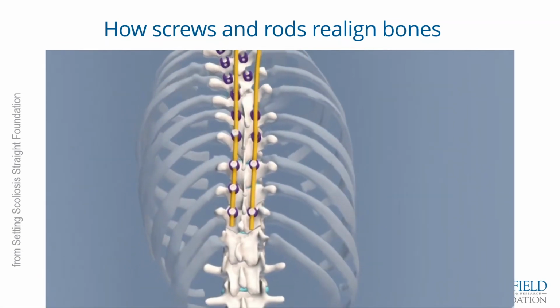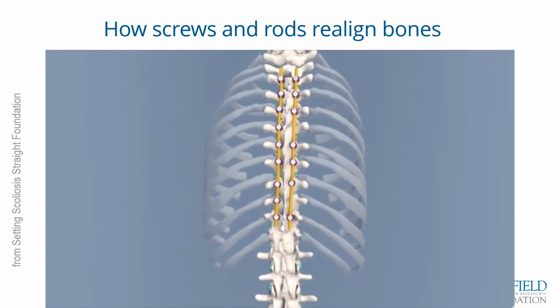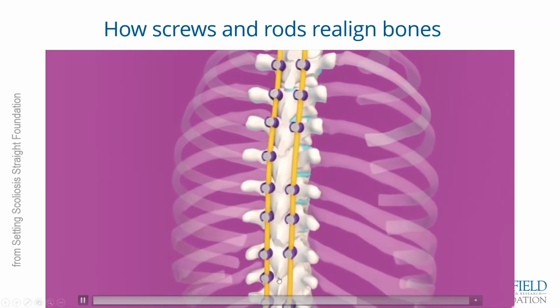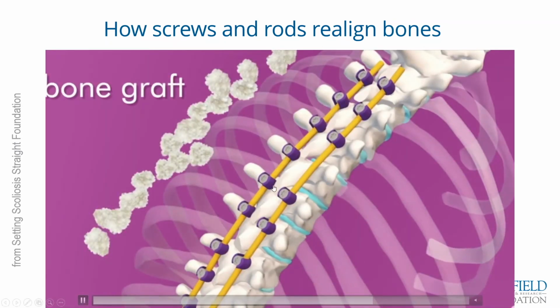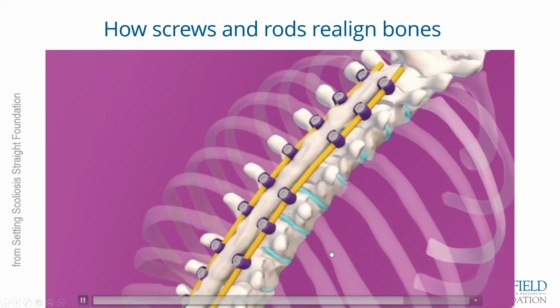So where there was once an abnormal curvature, we can straighten that right up, lock it in place, and let it heal together. After the rods and screws are down, we put some bone graft, and that allows all this bone to heal together and become one big long bone.